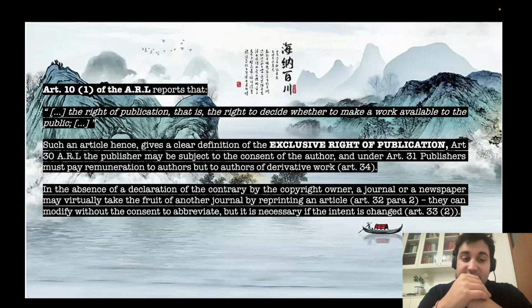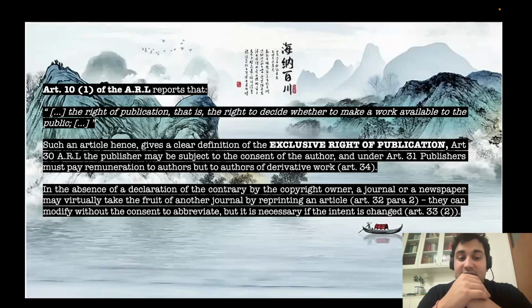Article 30 of the ARL established that the publisher may be subject to the consent of the author, and under Article 31, the publisher must pay remuneration to authors and to authors of derivative work. This one is under Article 34.